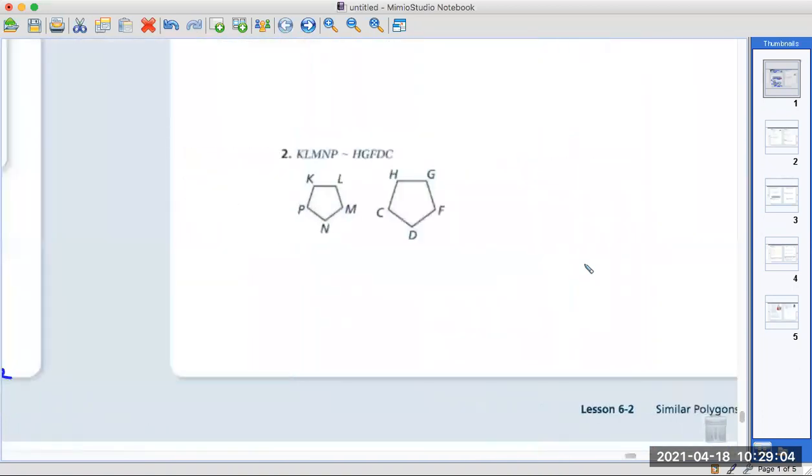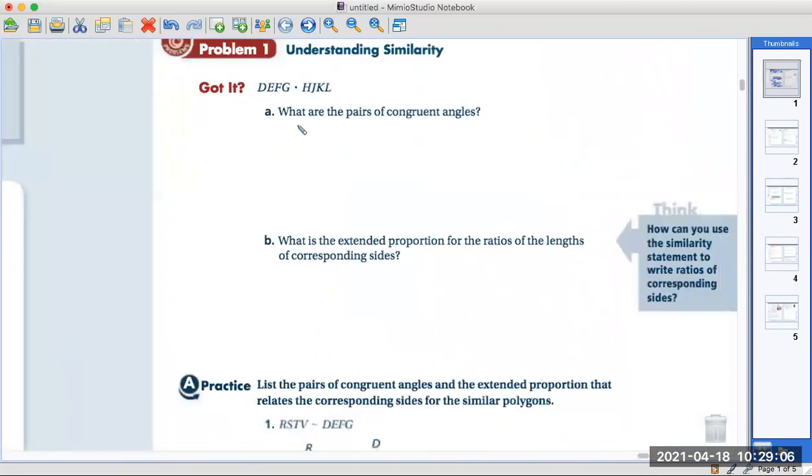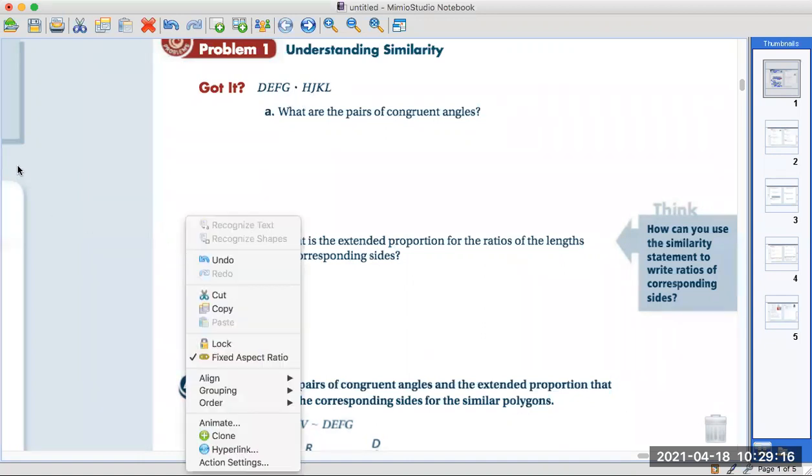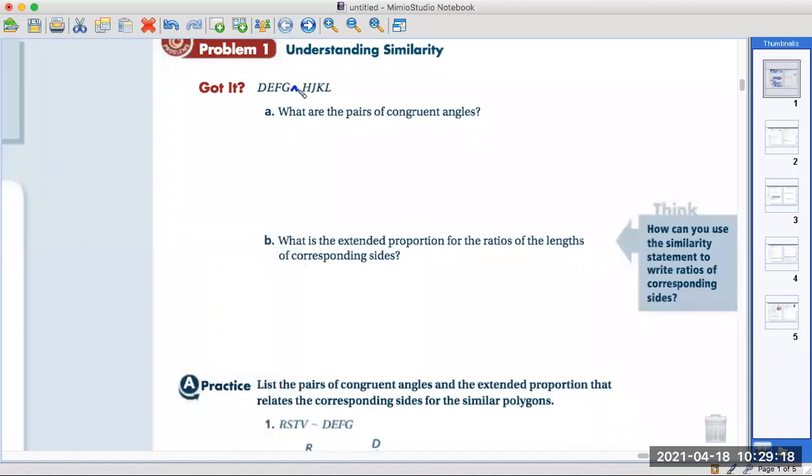We're going to page 349, and I'm skipping problem 1A because the pairs of congruent angles are easy to identify. You just go to the look. By the way, my similar symbol did not download again. This is what that means. This is a quadrilateral because it has 4 angles, 4 corners. D goes with H, E goes with J, F goes with K, G goes with L. You're just matching up the letters for angles. These are the angles, okay?